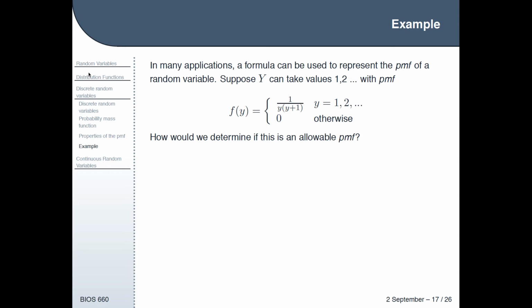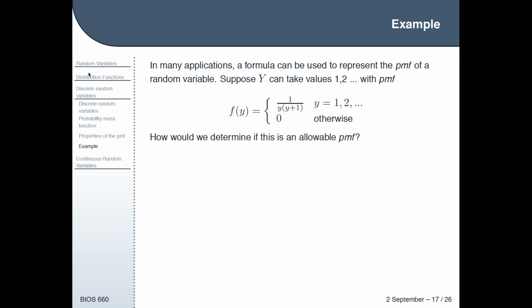Well, note that that's just equal to 1 minus 1 half plus 1 half minus 1 third plus 1 third minus 1 fourth. So all of those terms are going to cancel. And we're left with 1 minus the limit as y goes to infinity of 1 over y, which of course is equal to 0. So indeed this thing does sum to 1, so it's a valid probability mass function.